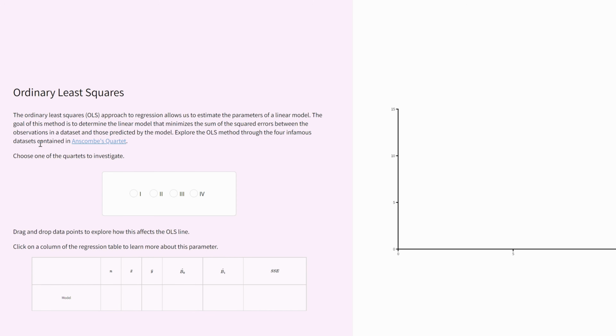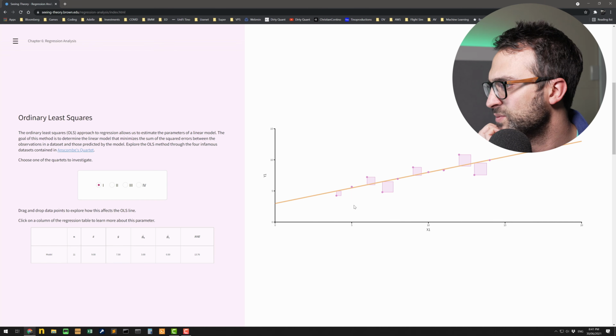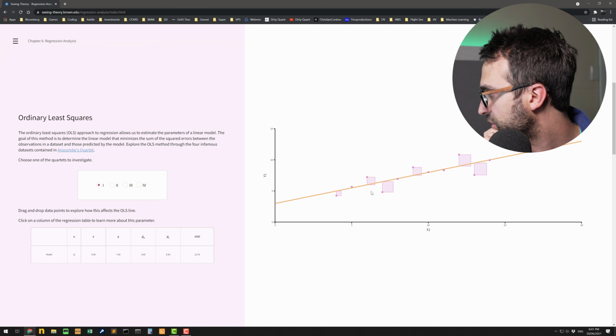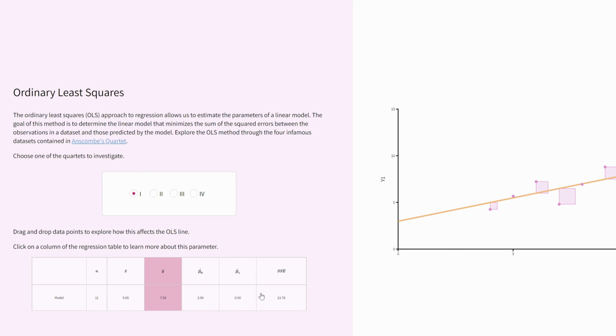So we create these squares around the data. Explore the OLS model through the 4 infamous data sets, infamous in the Anscombe quartet. Never heard of it. Choose number 1. All right. Got some data, X and Y. Looks like I got a regression line and some values here, N is 11, so 11 observations. X bar is my mean of X. Y bar is my mean of Y, 7.5. Beta 0 is the intercept, 3, so that's where that sits, and beta 1 is your slope.